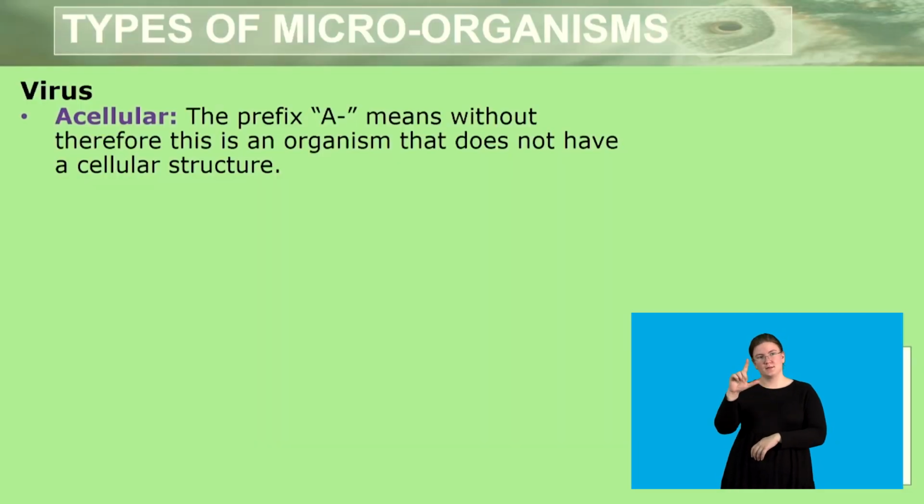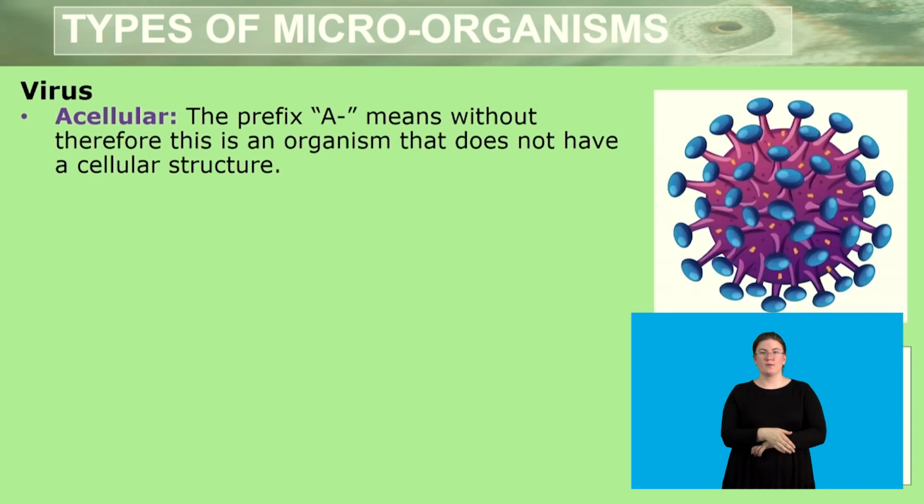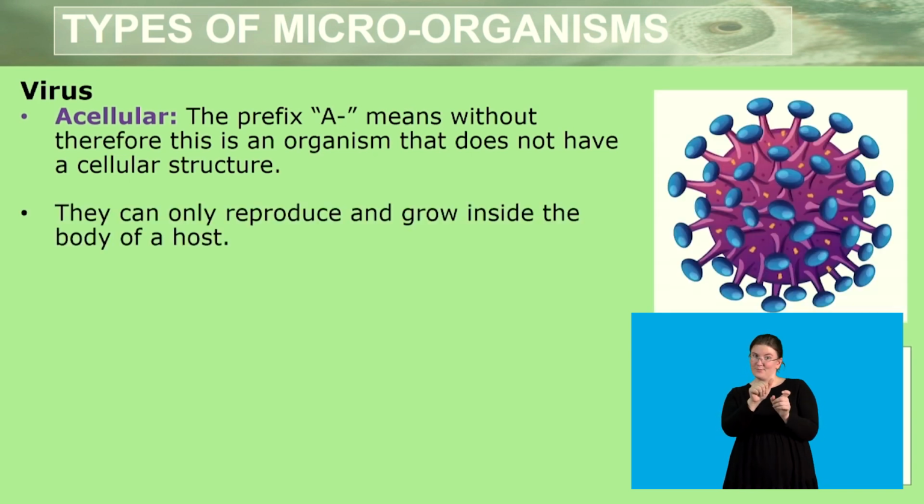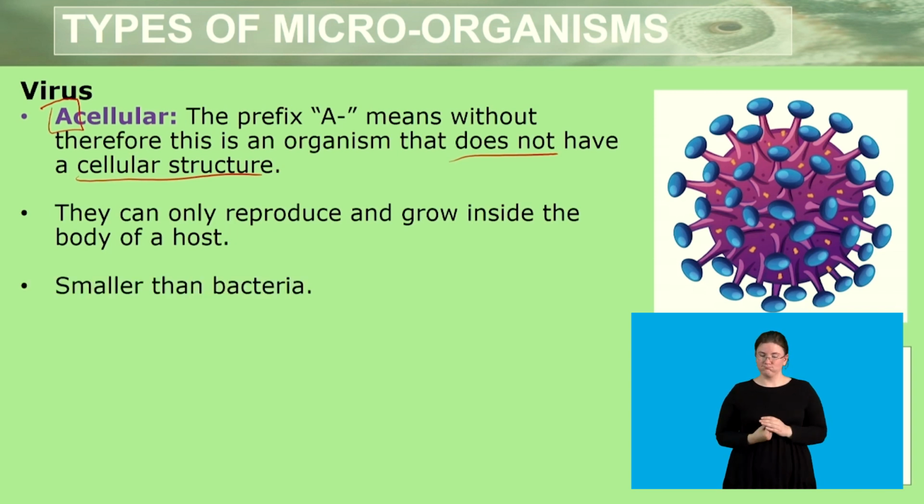Next, we move on to viruses. So viruses are said to be acellular. If we look again, we have a prefix a, which means without. And this basically means that this is an organism that does not have a cellular structure. Viruses can only reproduce and grow inside the body of a host. So they are dependent on a host to replicate and to grow and reproduce, to multiply basically.